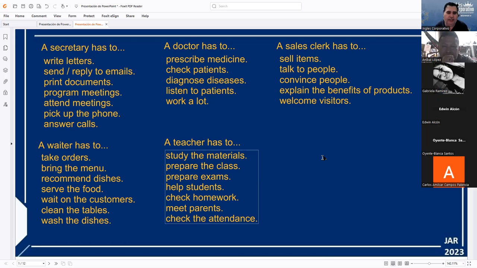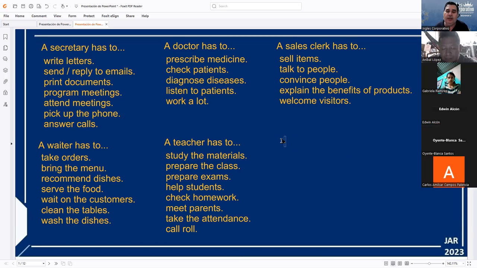Correct. So these are some of the things that the teacher has to do. Teacher has to study the materials, has to prepare the class, has to prepare exams, has to help students, has to check homework, has to meet parents, has to check the attendance. Or you can say, has to take the attendance. Or call roll. We also say call roll. Call roll is take attendance. Okay, so this is what the teacher has to do.